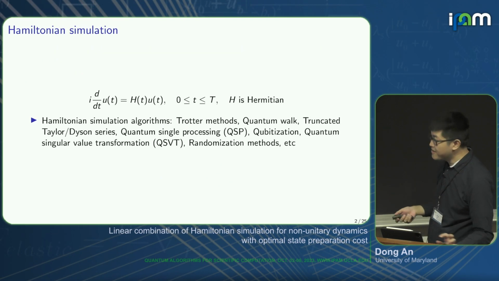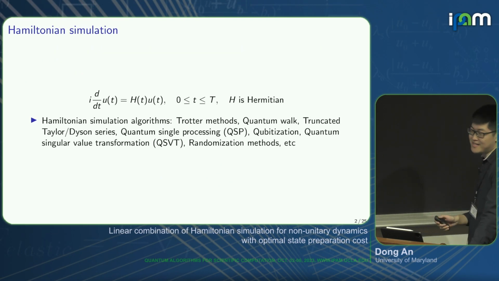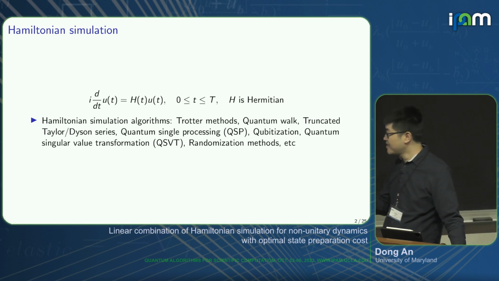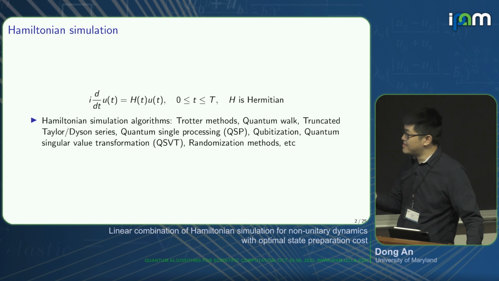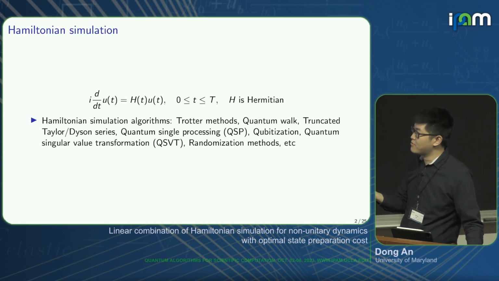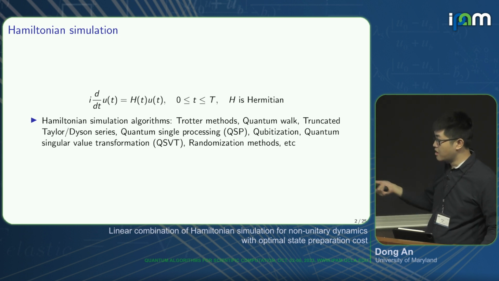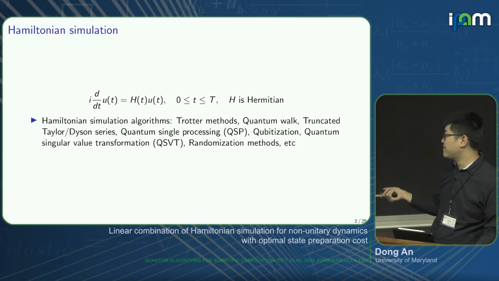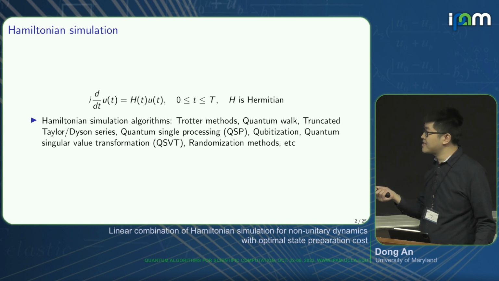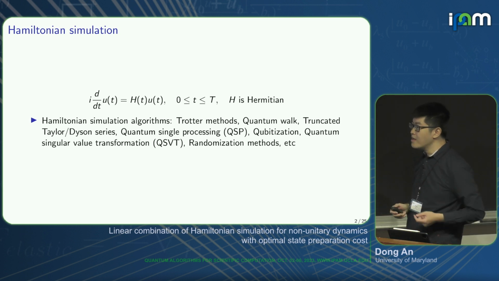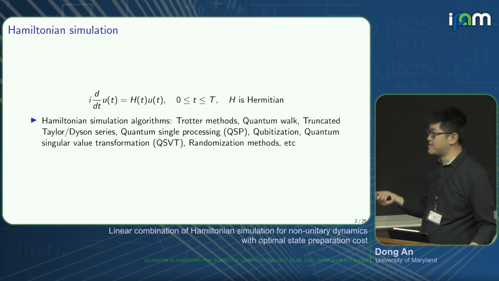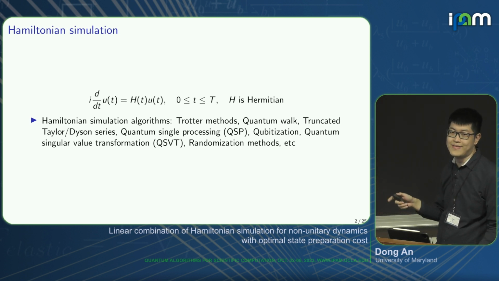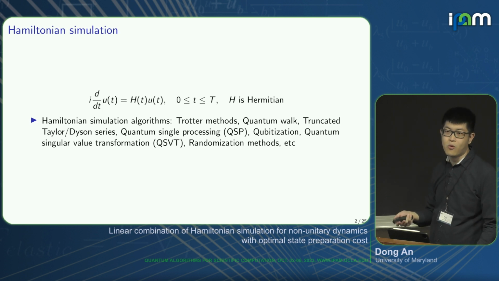Okay, I guess many of you are really familiar with the Hamiltonian simulation, but here's a high-level overview. Basically, we would like to simulate the Schrödinger equation with, in general, a time-dependent Hamiltonian H(t), a Hermitian-valued matrix function. Since quantum devices are based on quantum mechanics, the Hamiltonian simulation problem is quite natural for the application of quantum computers.